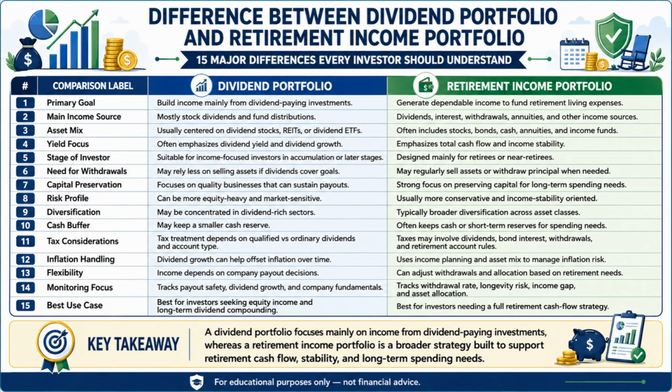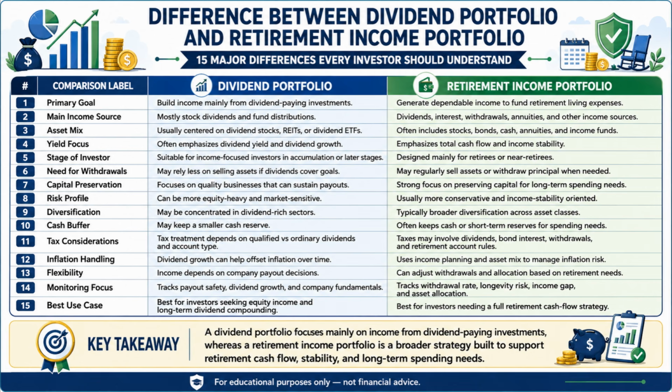Number 14. A dividend portfolio is usually monitored by tracking payout safety, dividend growth, and company fundamentals, whereas a retirement income portfolio is monitored by looking at withdrawal rate, longevity risk, income gap, and asset allocation. Number 15. A dividend portfolio is best for investors seeking equity income and long-term dividend compounding, whereas a retirement income portfolio is best for investors who need a full retirement cash flow strategy.